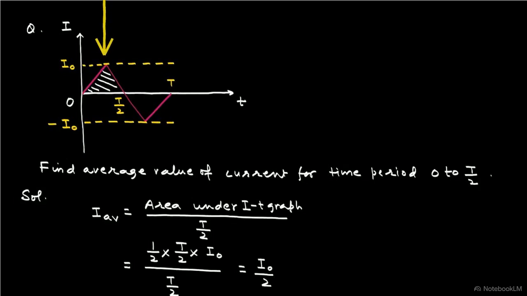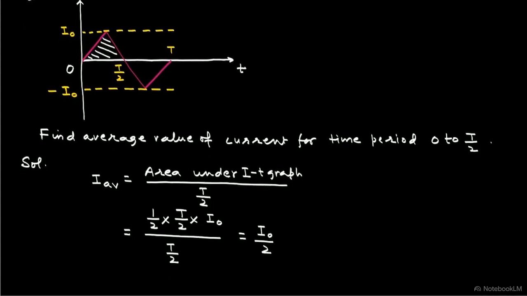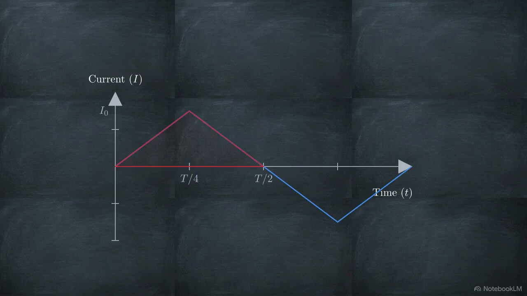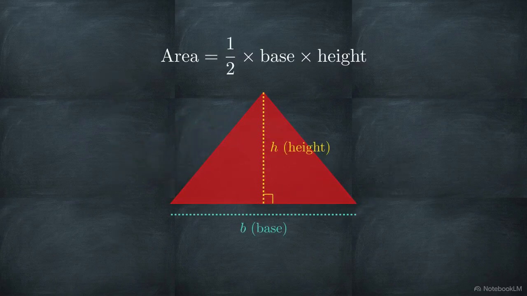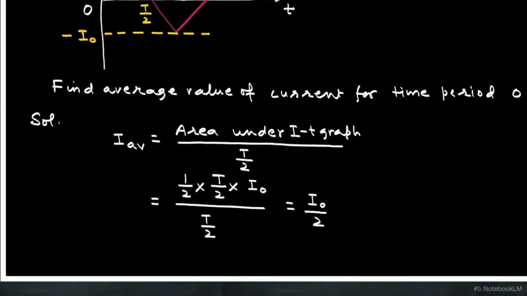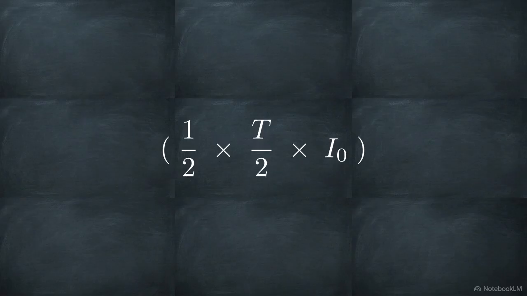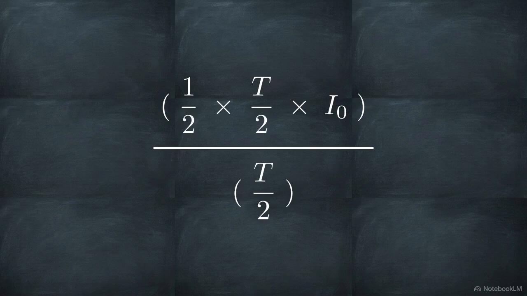We can test our logic here without relying on complex integration. The foundational premise remains. The average current is the area under the graph divided by the time interval. Because this half-cycle forms a perfect right triangle, standard geometry can calculate the area far more easily than calculus. Using the area of a triangle, 1/2 base times height, our numerator becomes 1/2 times the base of T over 2, times the peak height, I sub 0. We then divide that total area by the time base, which is also T over 2.